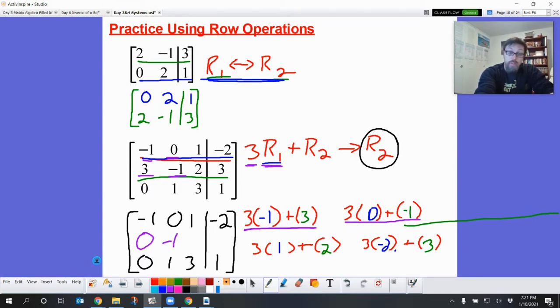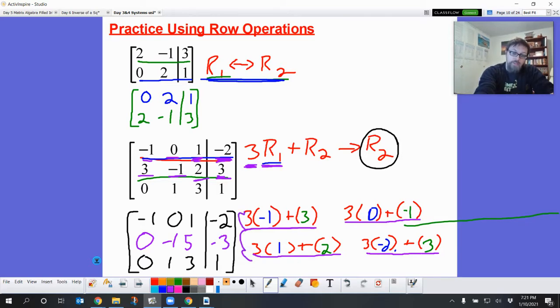Do it again. We've got to go all the way across the row. 3 times something in row 1. Well, we're on the third column now. So 3 times 1 plus what's in row 2? Oh, that's a 2. So that's 3 times 1, which is 3, plus 2 is 5. So 3 times something in row 1, which is -2. That's what we wrote. Plus something in row 2. That's 3. So that's -6 plus 3, that's -3.